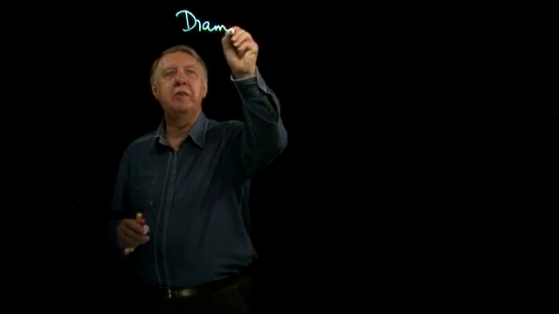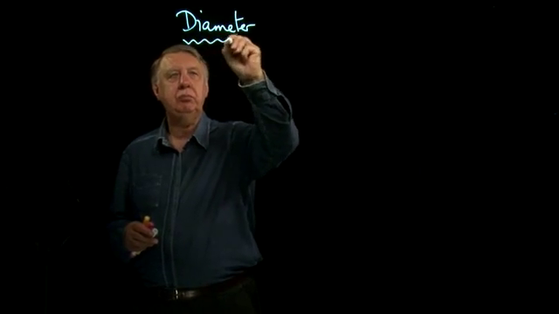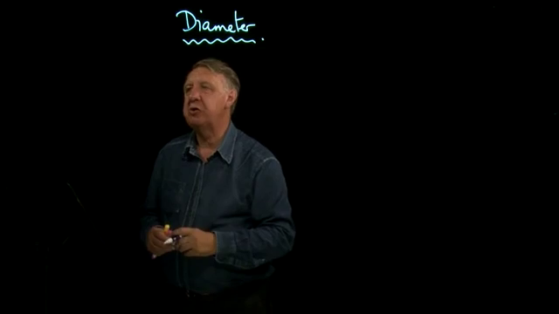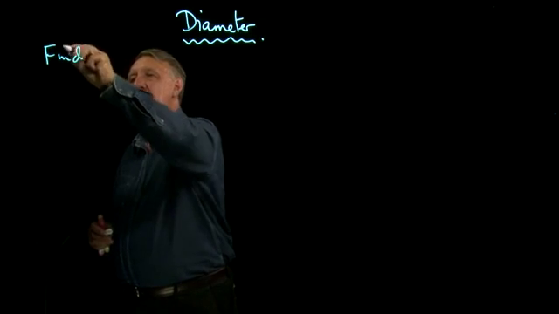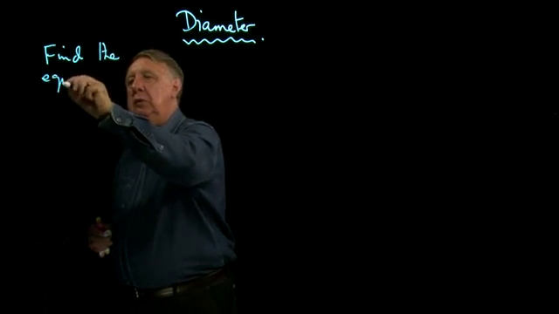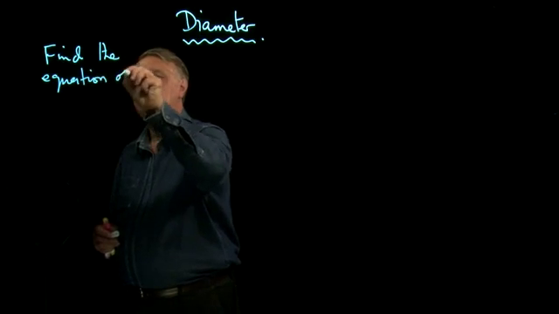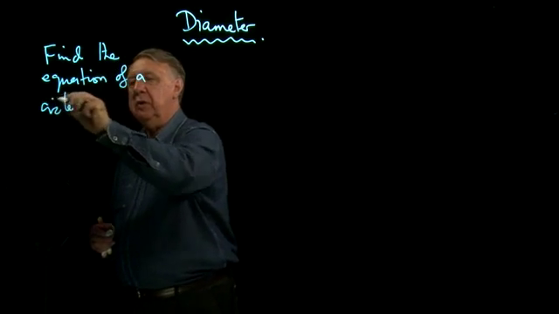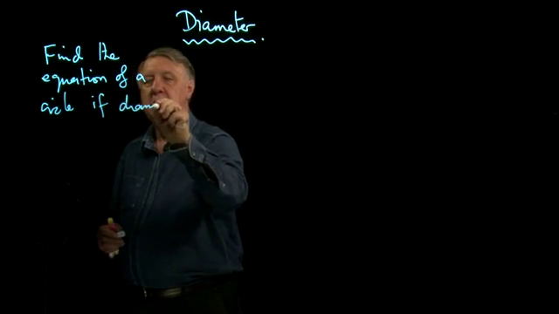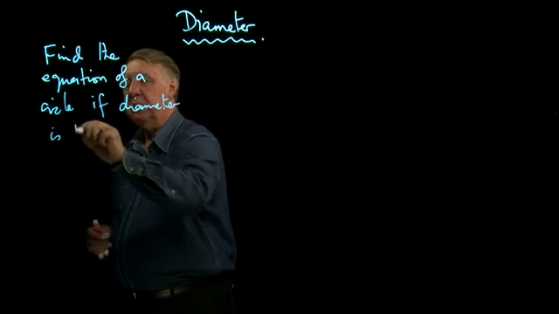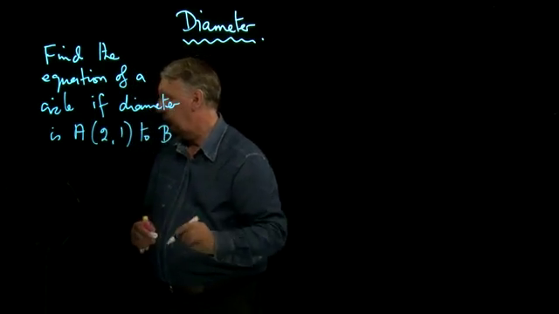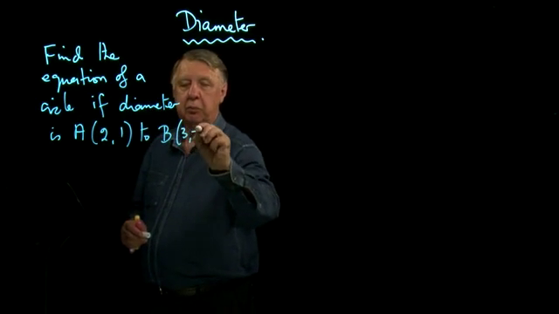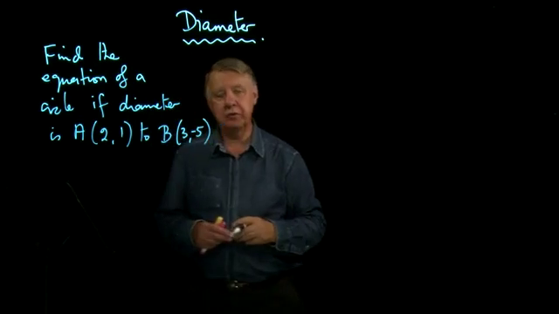So we'll look first of all at a situation where a problem might involve the diameter of a circle. And the way the question might be worded is to find the equation of a circle given its diameter. So supposing the diameter is from the point A to the point B, how would we find the equation of the circle?